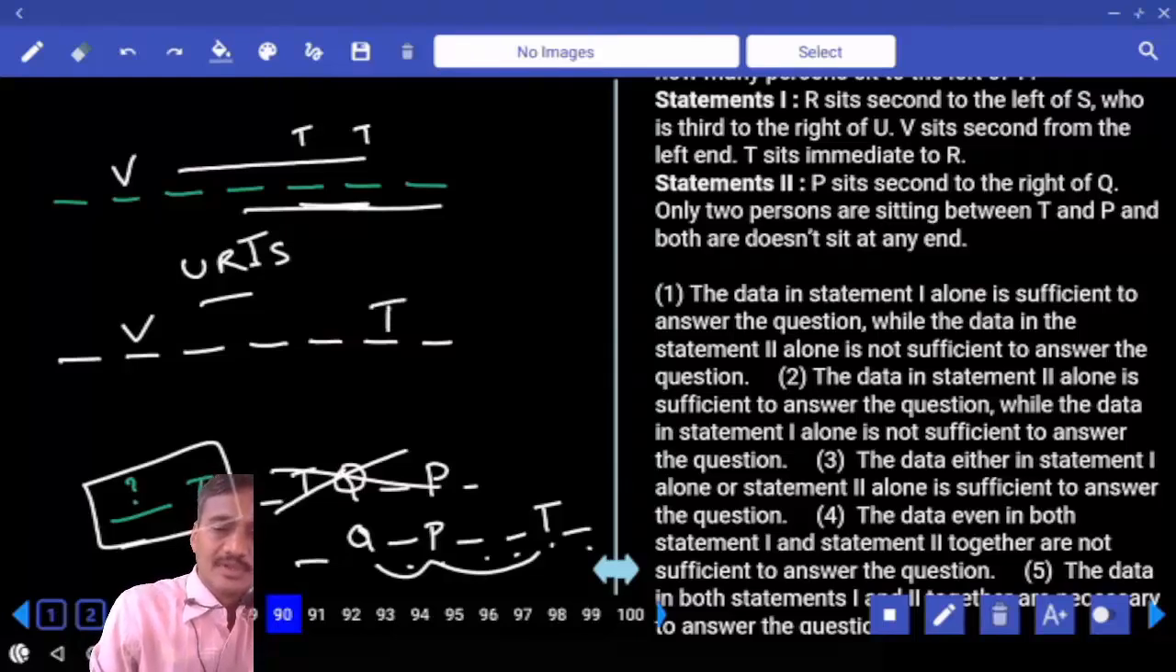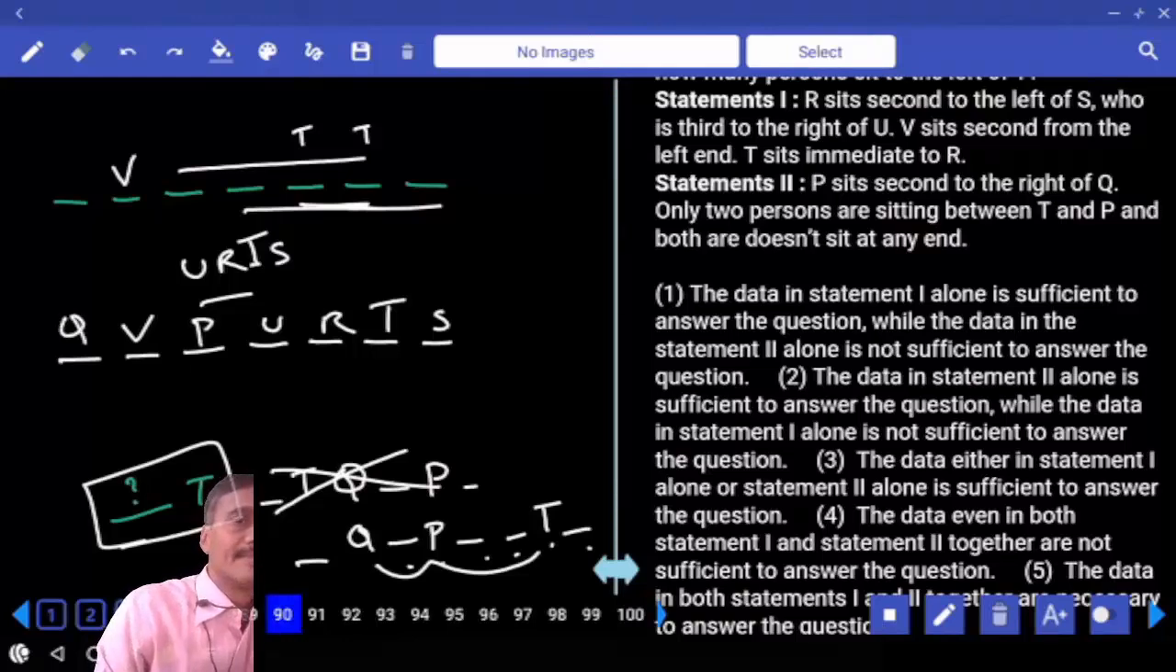Where should T be? If T is there, who should be next? Q and P. Now URTS. Is there a chance of URTS coming here? Will URTS come? And if U R T S were there, now between Q and P there is one P end. Now P has T, and Q fits, right?